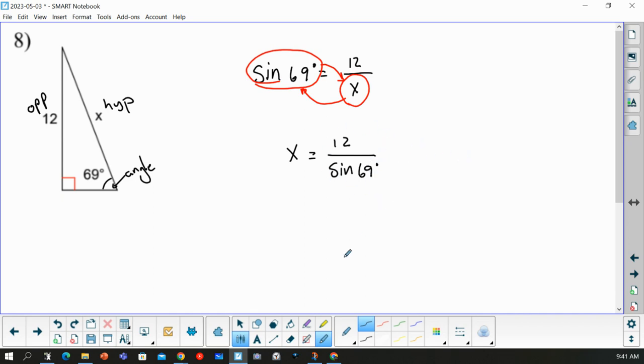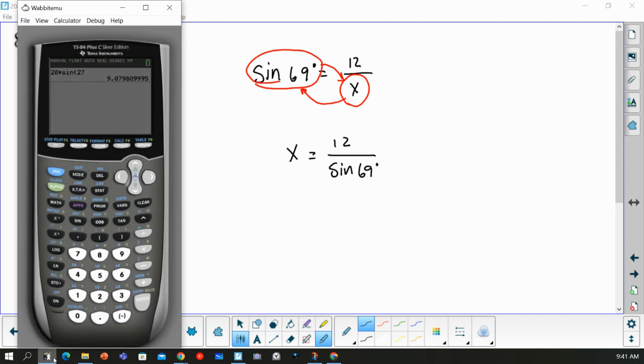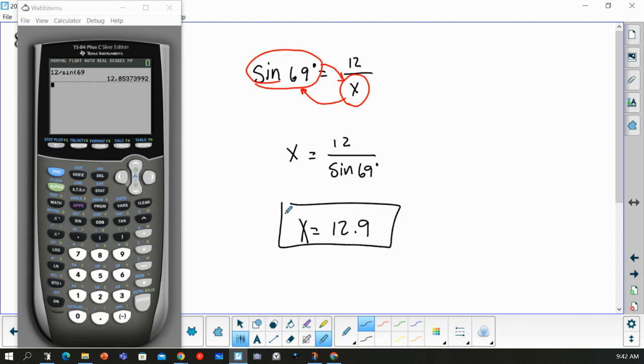So this is what I'm going to plug into my calculator. So I'm going to do 12 divided by the sine of 69 degrees. 12.85, so that'd be 12.9. So my x equals 12.9, and that is my answer to this question.